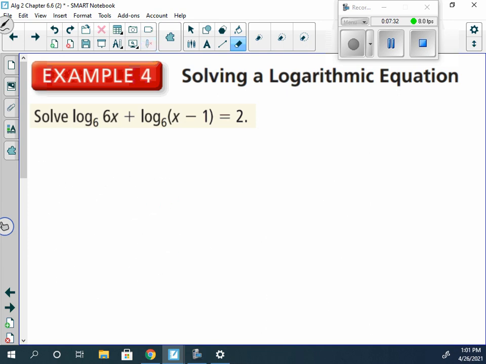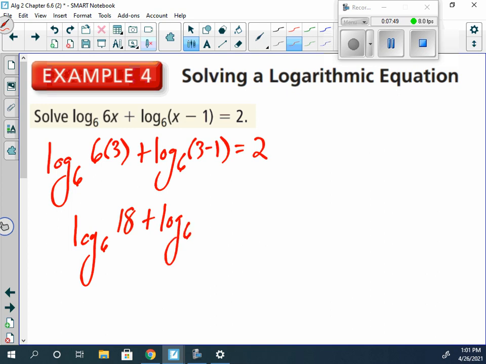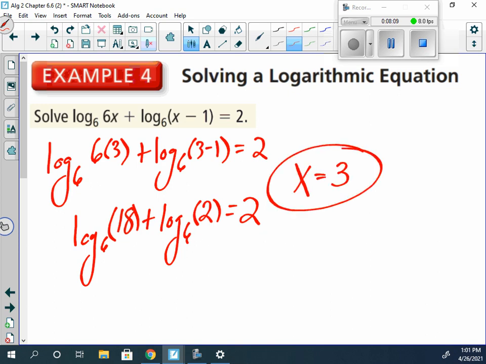Now if we plug in 3, log base 6 of 6 times 3 plus log base 6 of 3 minus 1 is equal to 2. Well, 6 times 3 is 18. 3 minus 1 is 2. Inside of both of these logs here, we do have positive numbers, and it would go on to solve. We're able to solve this here and see that, yes, this is a true statement. So x equals 3. This here is our solution for this equation.